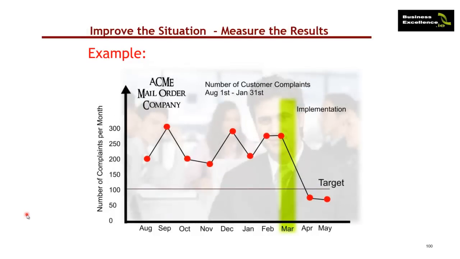If we take the data up a step higher and look at the number of complaints on a monthly basis, we're now seeing that the number of complaints is somewhere in the region of 60 to 70 on a monthly basis, which is well below the target of 100 per month. Again, this would suggest that the solution that was implemented has addressed the root cause.